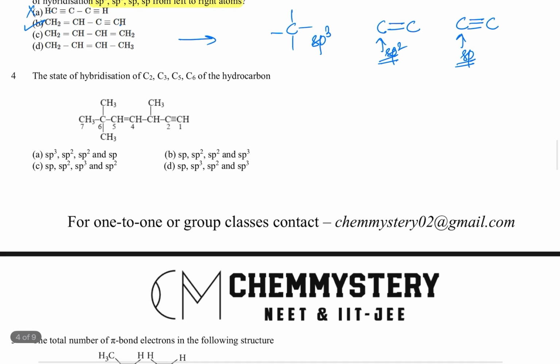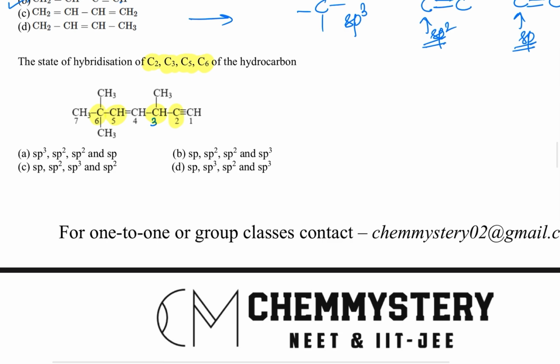Next, fourth one. The state of hybridization of C2, C3, C5, C6 of the hydrocarbon. A hydrocarbon is given to you. So which one is C2? This is C2. Which one is C3? Okay, 3 is not mentioned here, so this should be 3. So this is the C3. Then C5, this is the C5 and this is the C6.